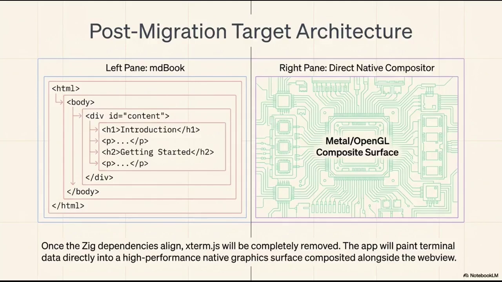Once the necessary Zig dependencies are fully aligned, we will completely remove the existing xterm.js component. The application will then directly paint terminal data into this high-performance native graphics surface. This native surface will be seamlessly composited alongside the web view, ensuring a fluid and integrated experience while dramatically improving the responsiveness and efficiency of terminal interactions within the application.